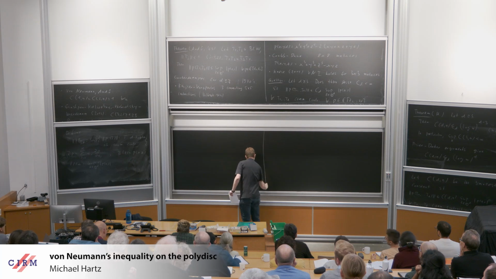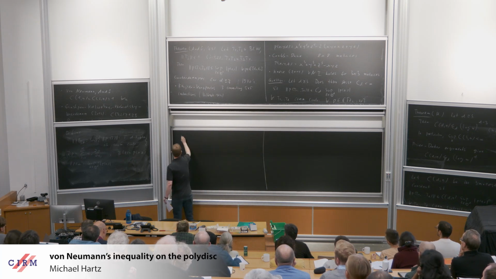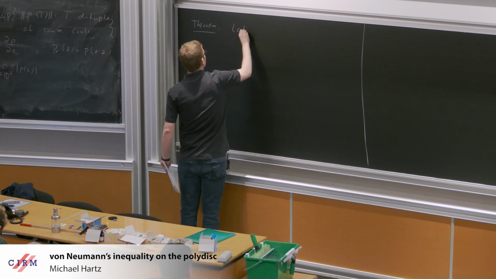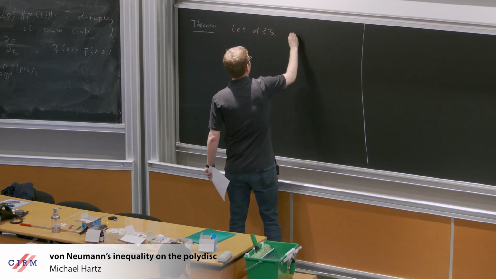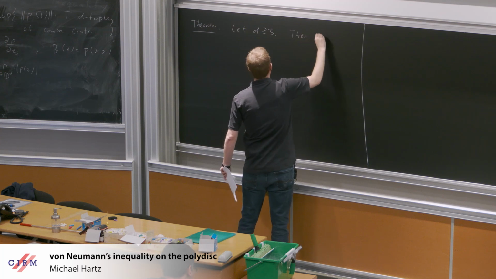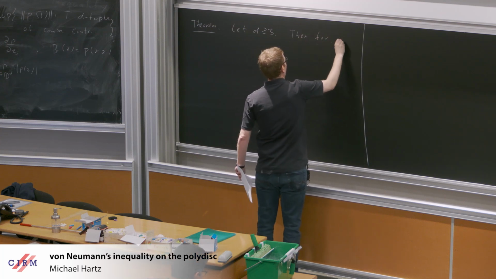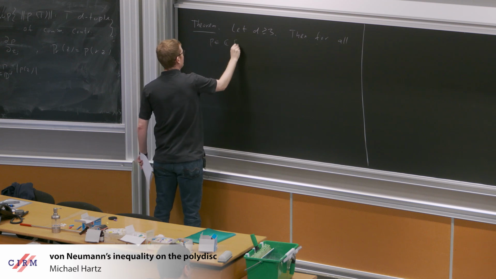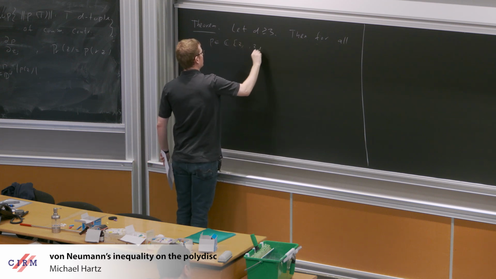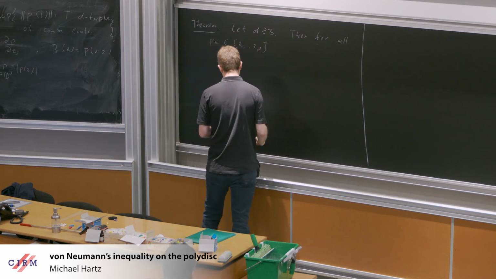And so what it says is the following. Again, we're assuming D is at least 3. That's the interesting case. For polynomials, you can do it for holomorphic functions, but I'm just writing it down for polynomials for simplicity.